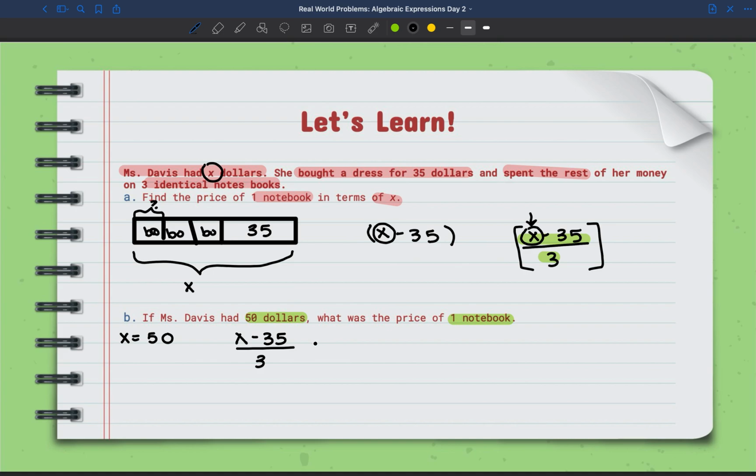Now we know the value of our variable, so we can substitute it in. So now we have 50 minus 35 divided by 3, and we can subtract 35 from 50, which gives us 15, divided by 3 gives us 5. So it cost her $5 for one notebook, and that's our answer for part B.